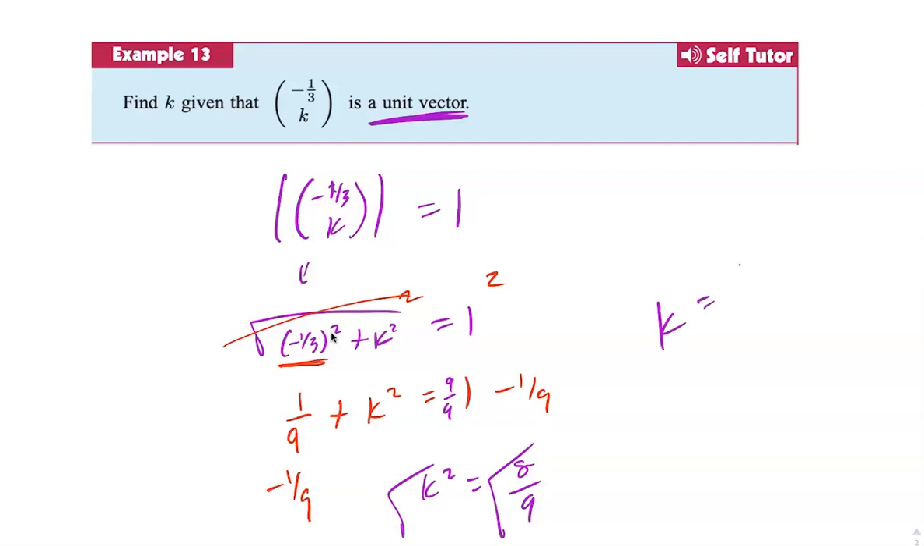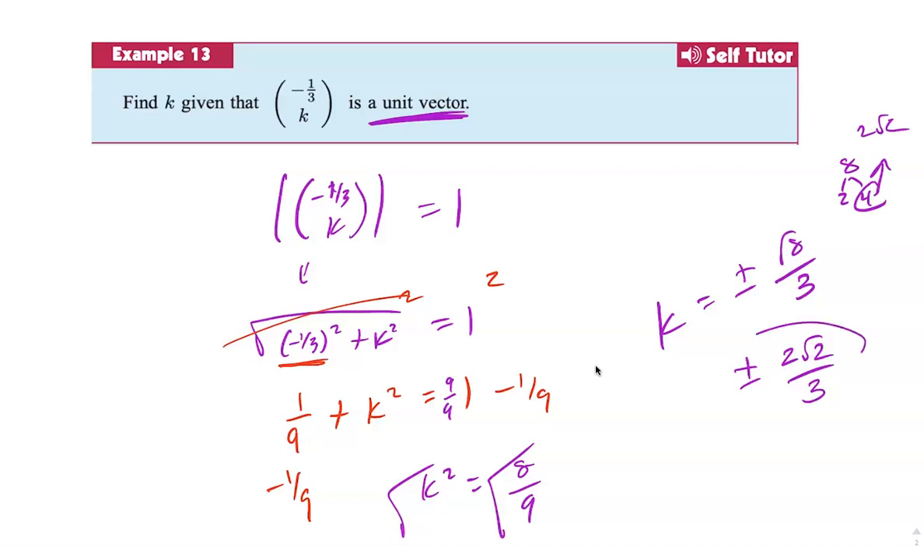Square root. I get k equals plus and minus rad 8 over 3, right? You just square root both top and bottom. Or if you want it simplified, plus or minus 2 rad 2 over 3. Right? 8 breaks down to 2 and 4. 4 comes out, 2 rad 2. So that's how you find k given a unit vector. And that's the lesson.